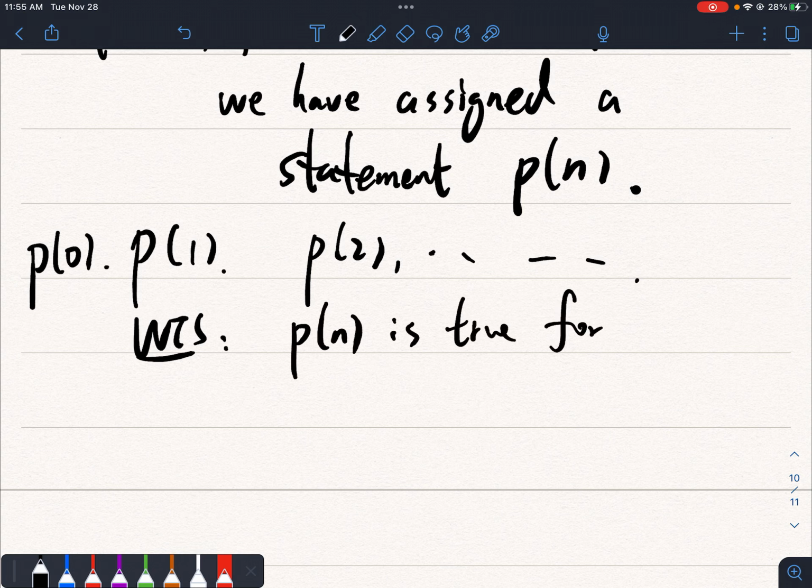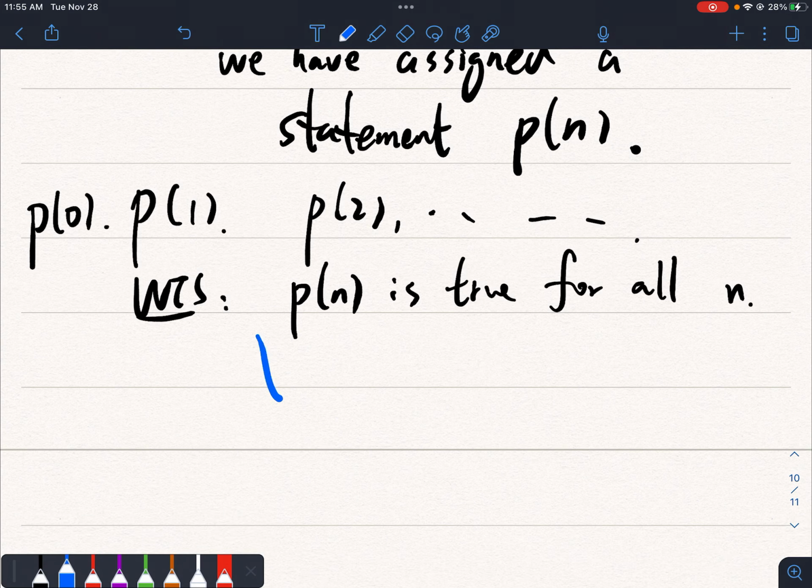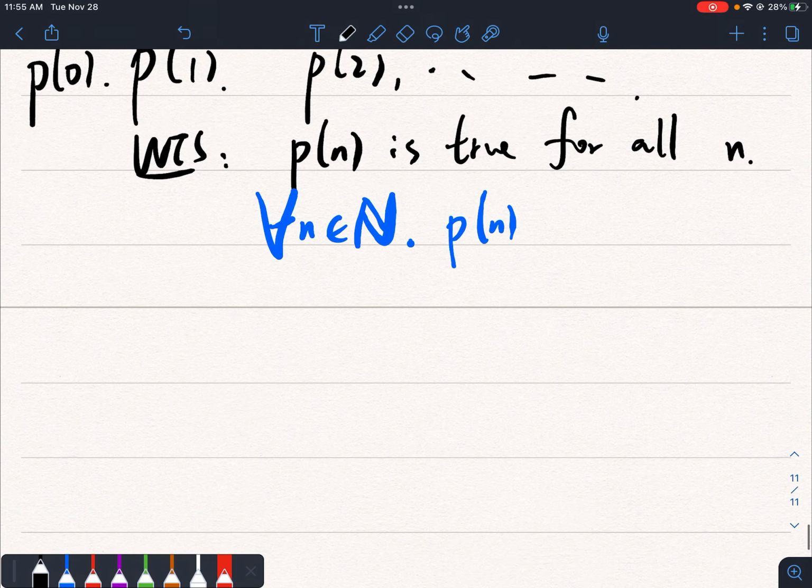P_n is true for all n, and in the next video I will say we can denote this by this symbol, which means for all. So I can write this as for all n in N we have P_n. We want to show this is true, and to prove this we can use proof by induction.